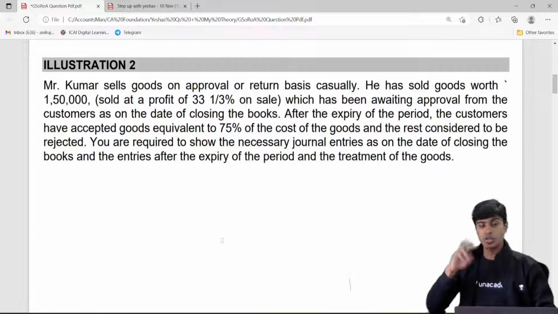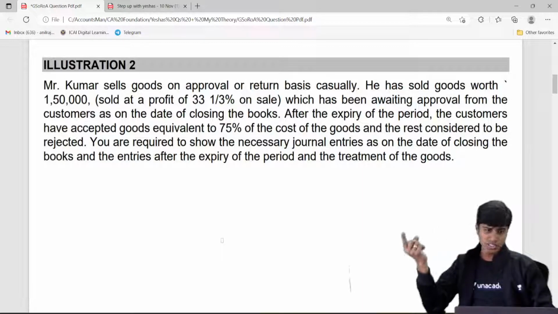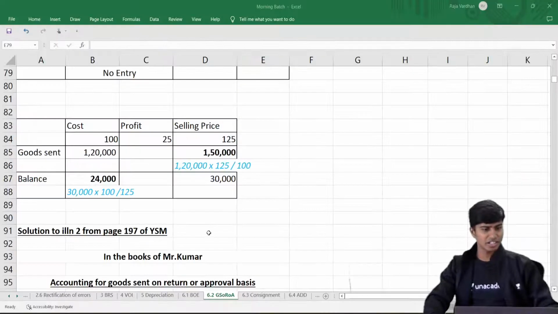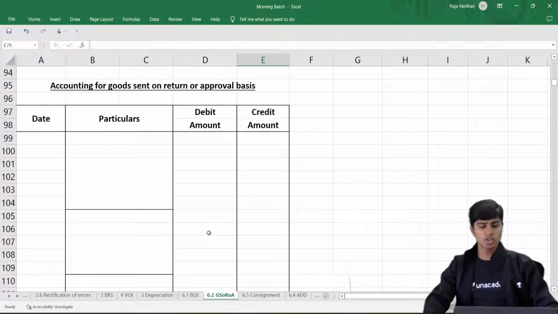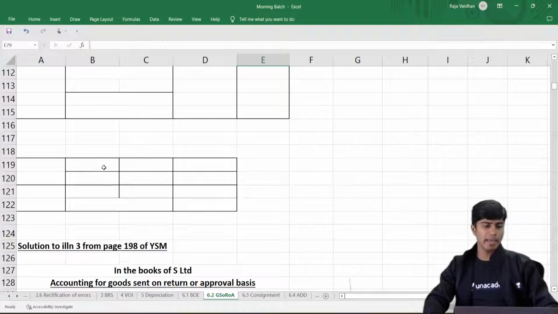closing books. So we are now going to write only the closing entry. We are not going to write the sales entry. After the expiry of the period, customers have accepted goods equivalent to 75% of the goods and the rest are considered to be rejected. You are required to show the necessary journal entry. Let's do it in the books of Mr. Kumar.